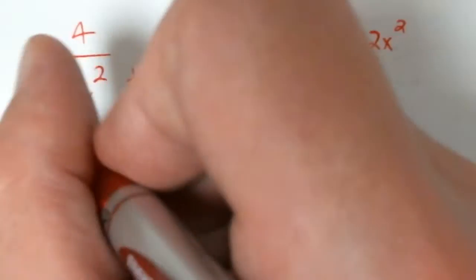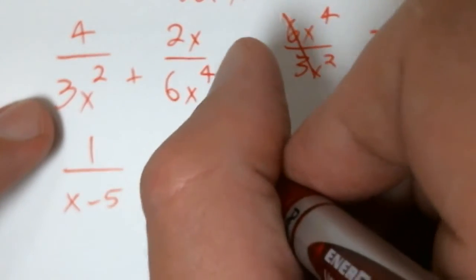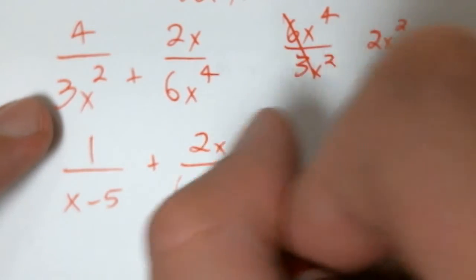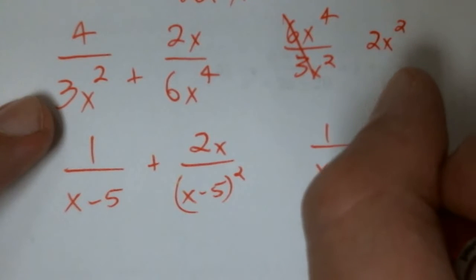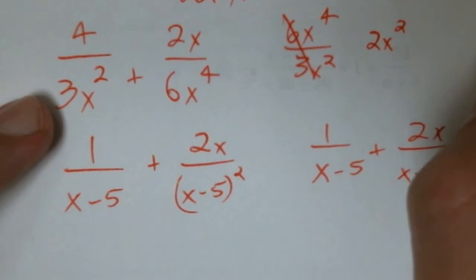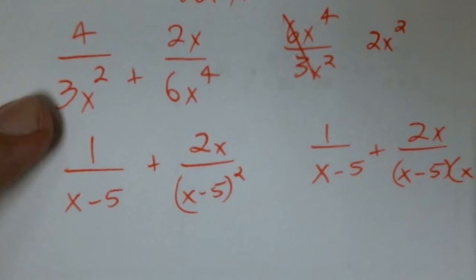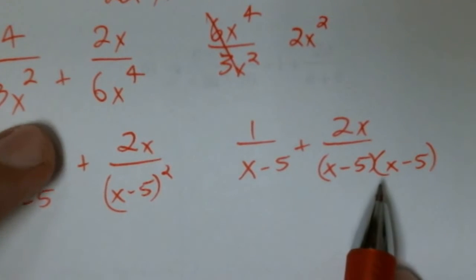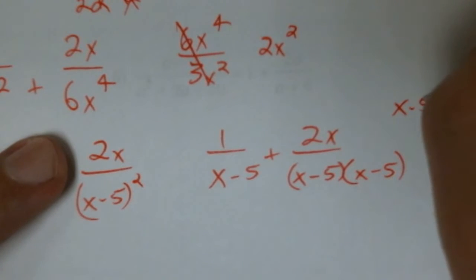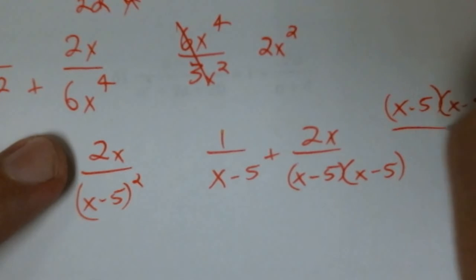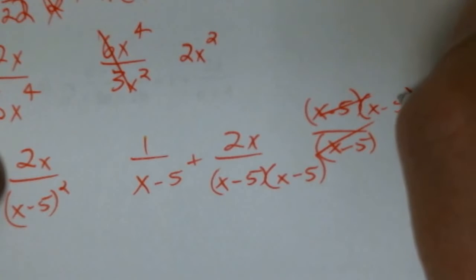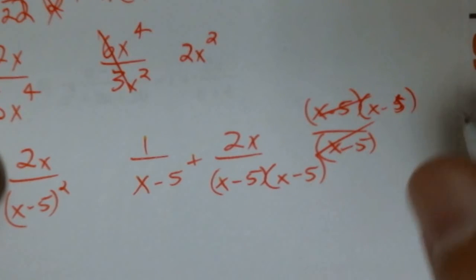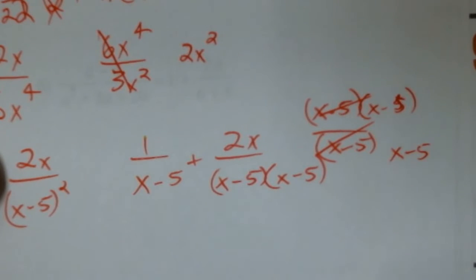Okay, what if I had something like 1 over x minus 5 plus 2x over x minus 5 squared? Well, I could separate this out, 1 over x minus 5 plus 2x over x minus 5 times another x minus 5. Does the little guy go into the big guy? x minus 5 times x minus 5 divided by x minus 5, does that come out to be something nice and pretty? It does, because they cancel. x minus 5 goes into x minus 5 squared, x minus 5 times.